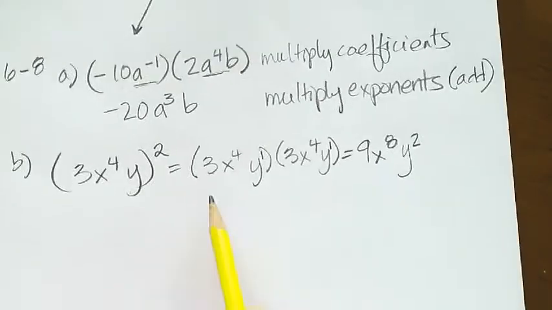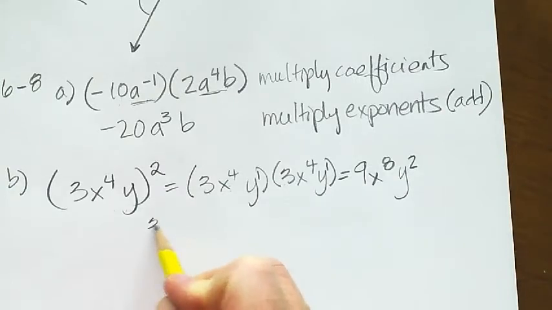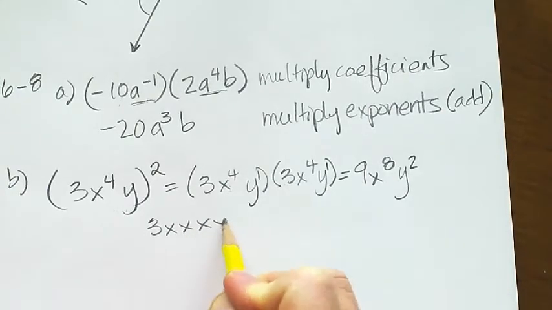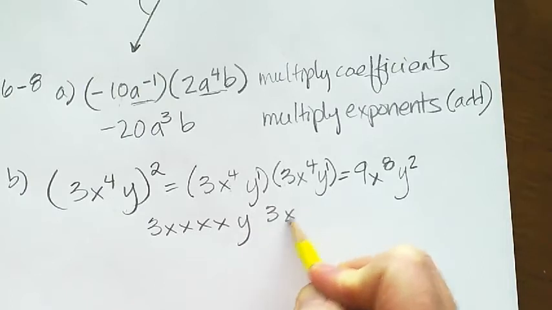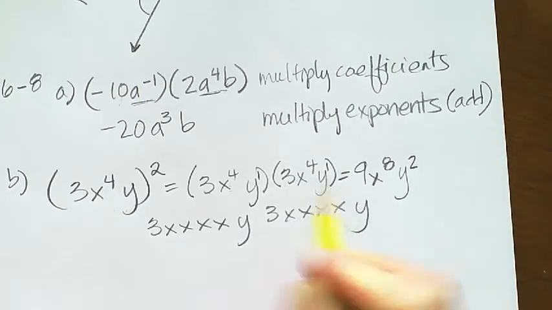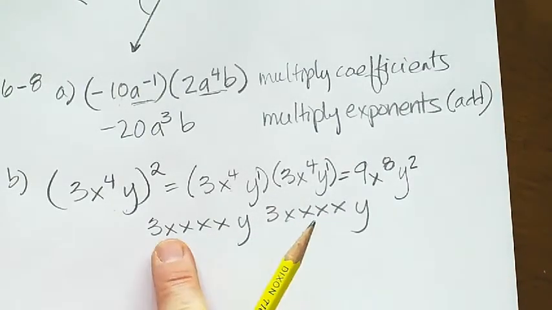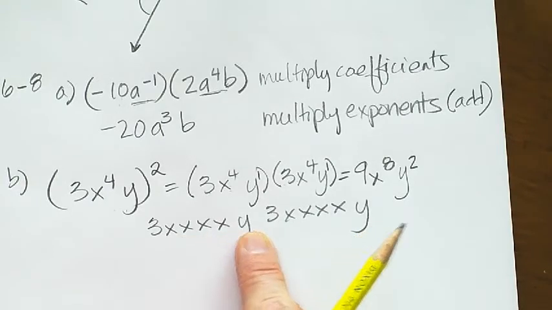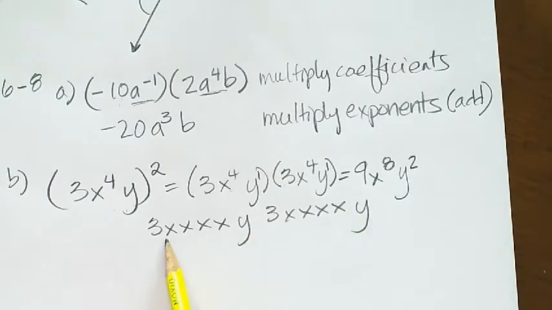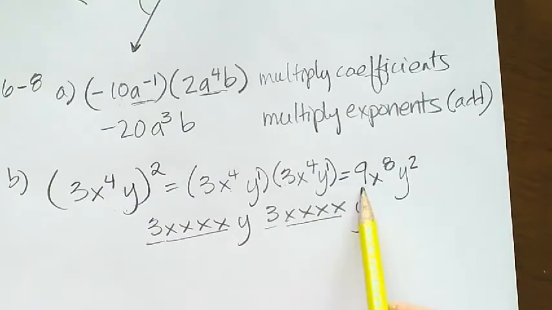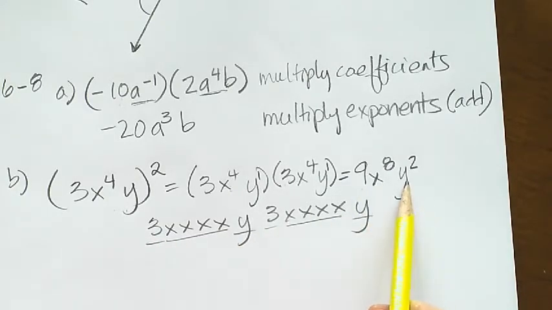Now this one's easy enough. If you didn't understand it, you could just write it out. That means 3x to the 4th times y times 3x to the 4th times y. How many x's do you have? 8. 3 times 3, there's 9. Y times y, there's y to the 2nd.